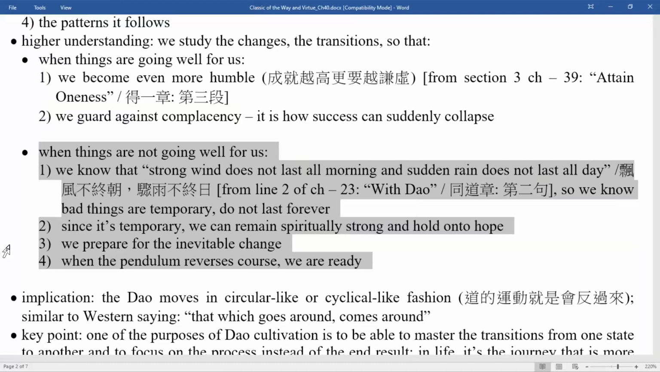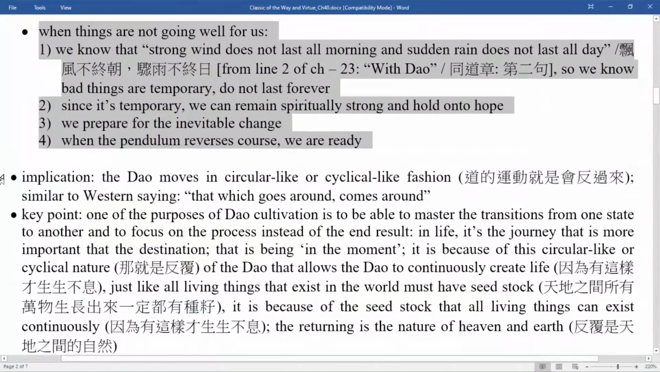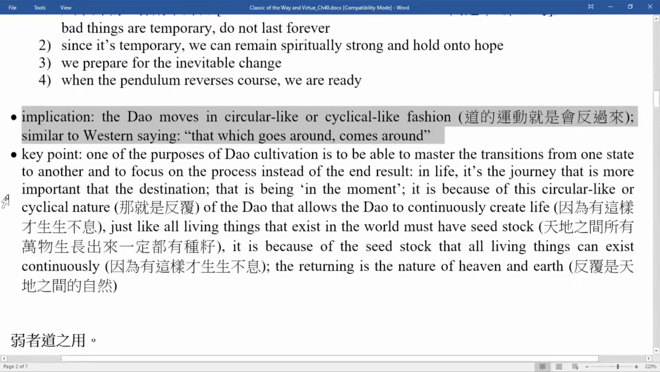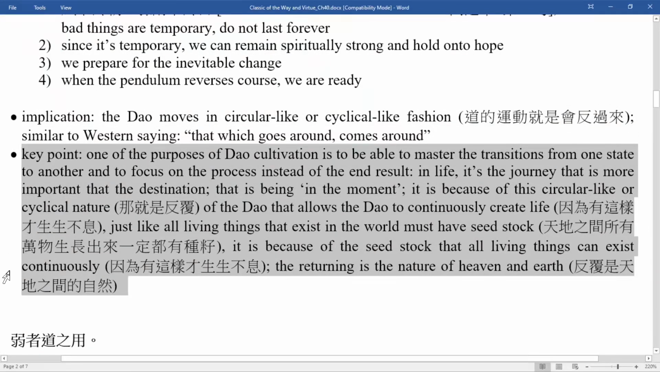So the implication is that the Tao moves in a circular or cyclical fashion. It's similar to the Western saying, that which goes around comes around. So the key point is that one of the purposes of Tao cultivation is to be able to master the transitions from one state to another and to focus on the process instead of the end result. So it's the process. In life, it's the journey that is more important than the destination. How one lives one's life, that's more important.